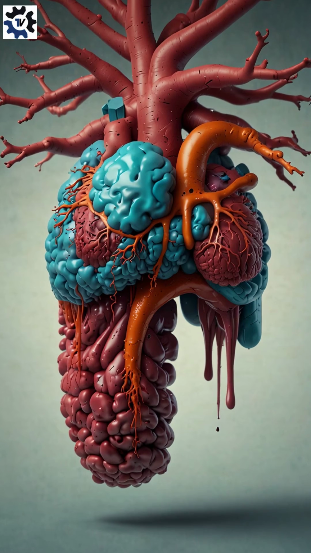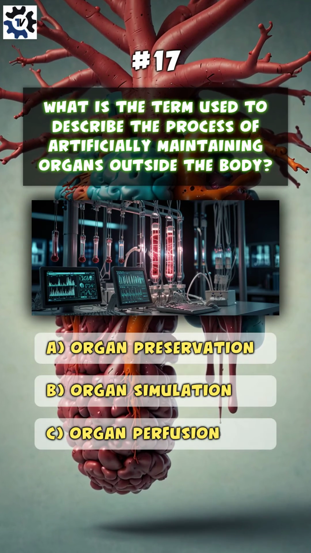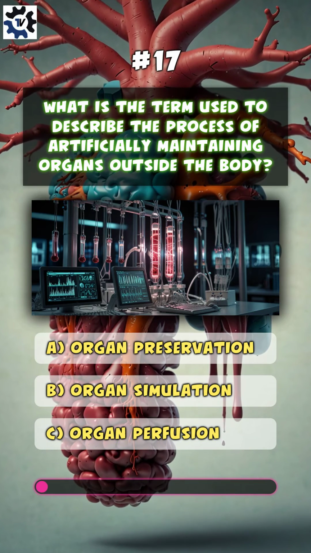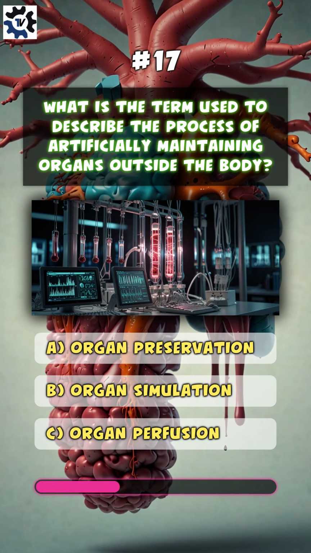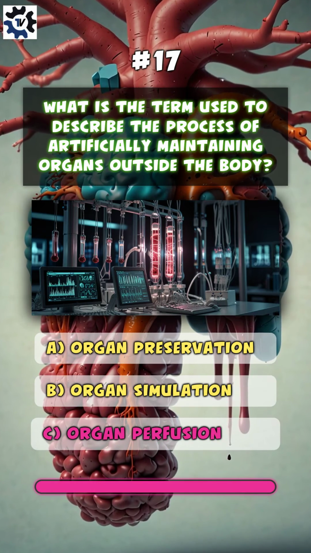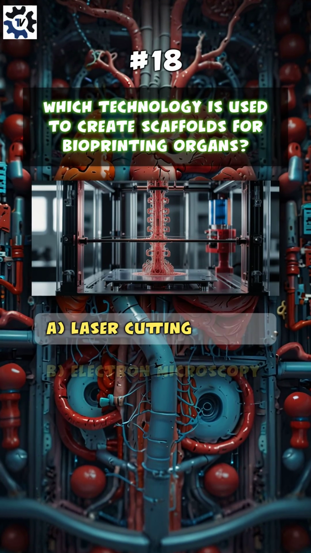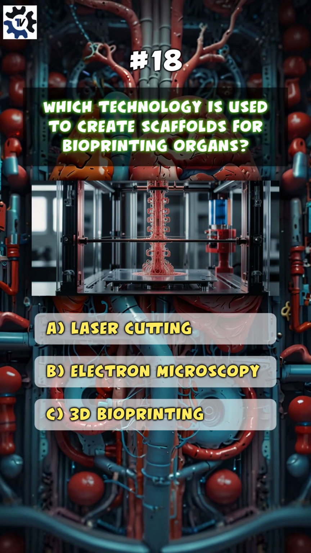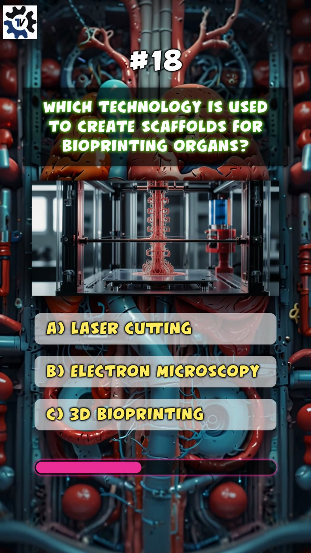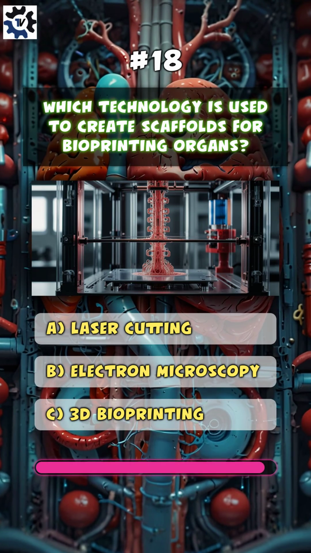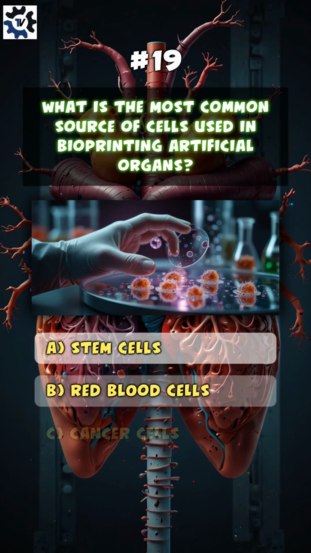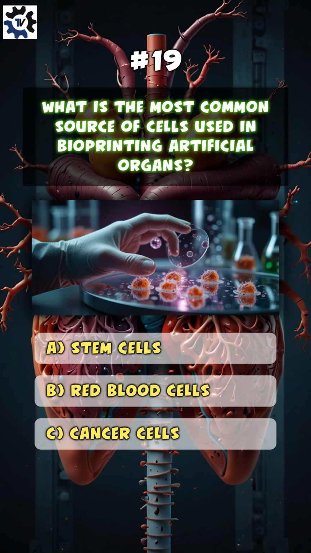A. Liver. What is the term used to describe the process of artificially maintaining organs outside the body? C. Organ perfusion. Which technology is used to create scaffolds for bioprinting organs? C. 3D bioprinting. What is the most common source of cells used in bioprinting artificial organs?